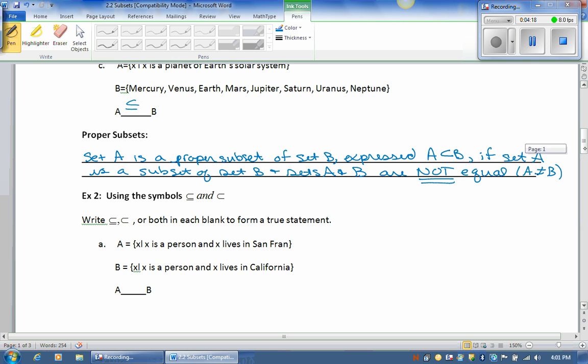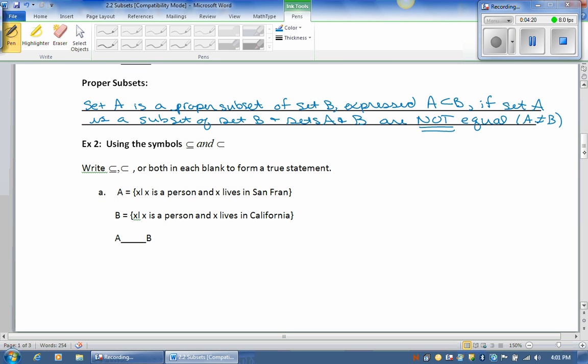Okay, so we're going to write our notation here, using the symbols subset and proper subset, we're going to choose. X such that X is a person and X lives in San Francisco. For set B, X such that X is a person and X lives in California. So does every single person who lives in San Francisco also live in California?